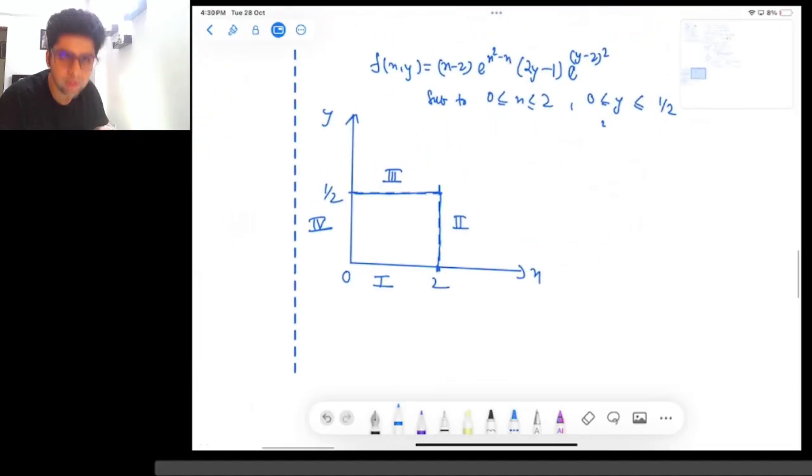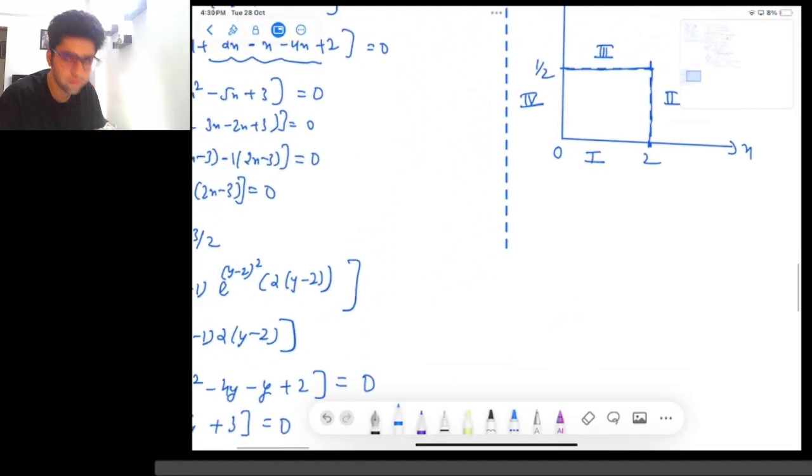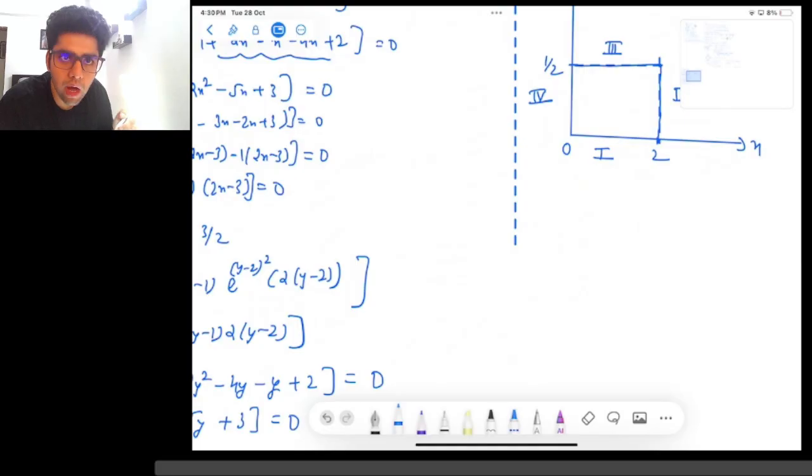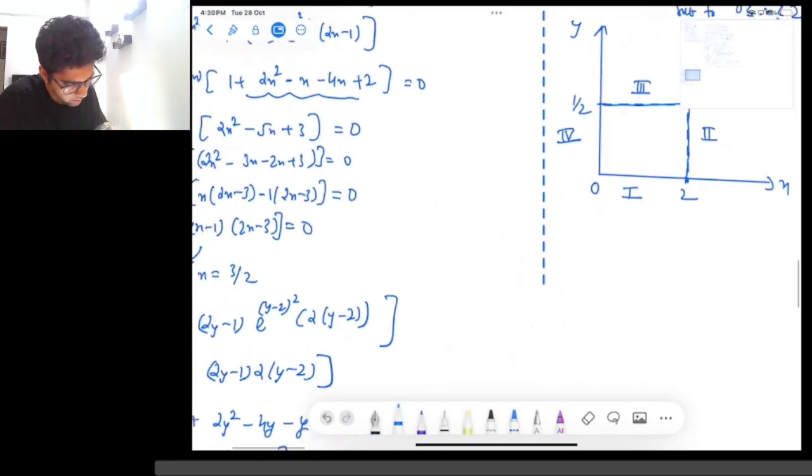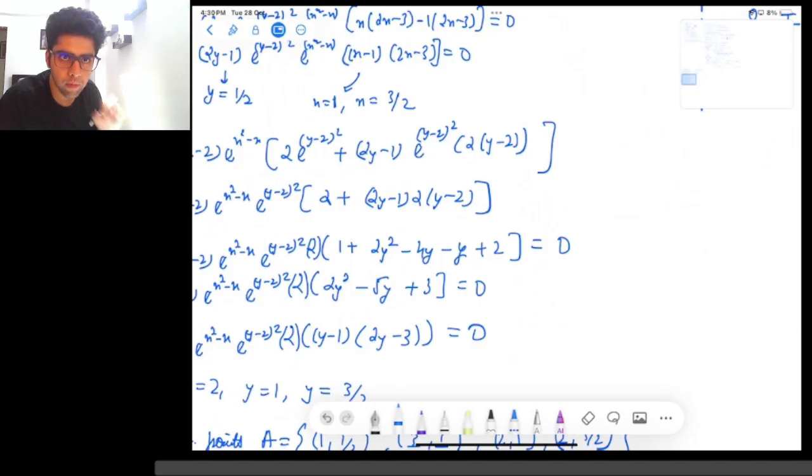We also have to see that all of those points which give me y greater than half, or x greater than 2, or x less than 0, or y less than 0, are not my stationary points, right? So in my set of stationary points I can reject some of the points.